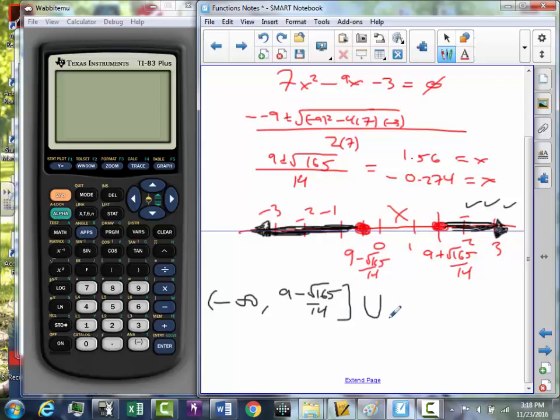The U stands for the word union, which is a math symbol we have for whether it can be this or this. And then we re-pick it up again on the other side. On the other side, we can include 9 plus root 165 over 14, and you keep going all the way until positive infinity without using the curve bracket. And that's how we write this. Gross.